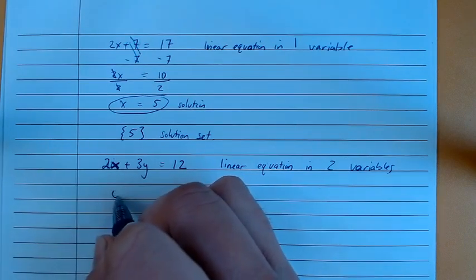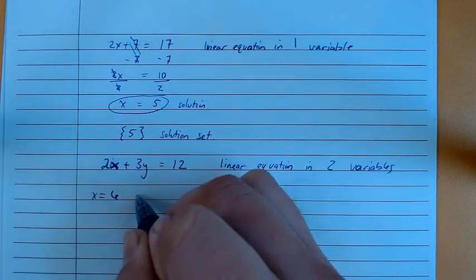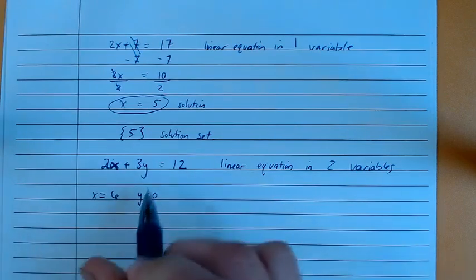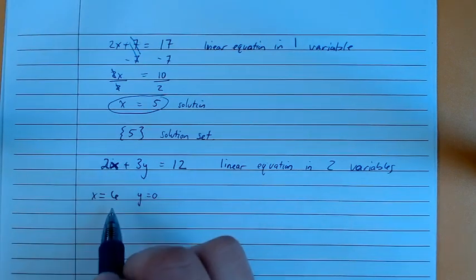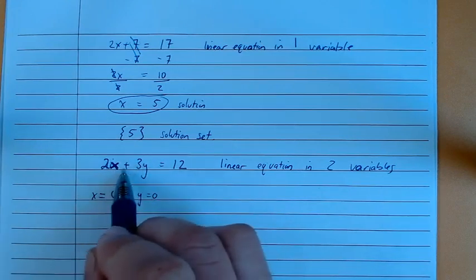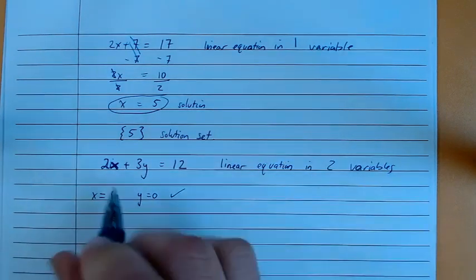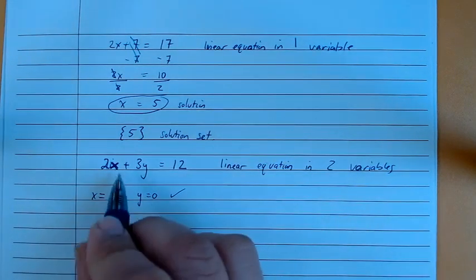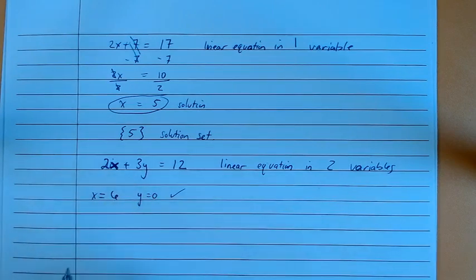Let's say you have x is equal to 6 and y is equal to 0. Notice that is a solution, because if you plug in 6 right there, 2 times 6 is 12. Plug in 0, 3 times 0 is 0. And 12 plus 0 is 12. So this works as a solution. Notice this is not two solutions, it's one solution, but that one solution involves two different values.